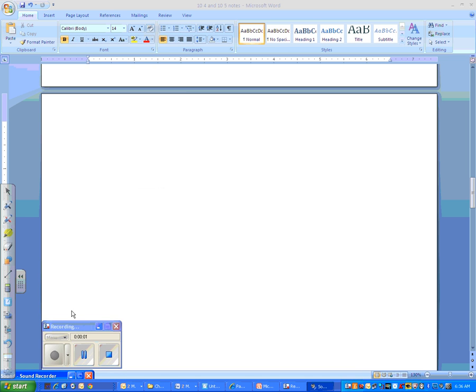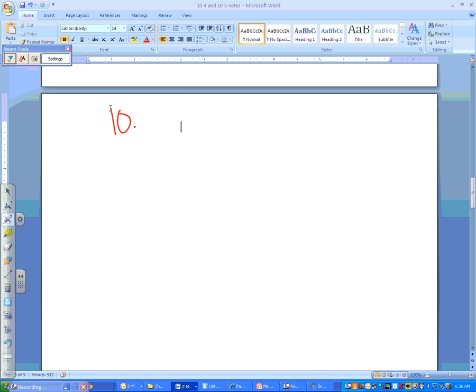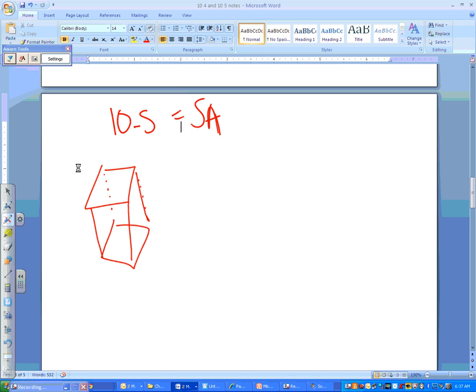All right, we are on 10-5, and 10-5 is all about surface area again. But this time, last time we were talking about prisms. Remember, prisms are three-dimensional figures that have two congruent parallel bases. So I know these don't look parallel or congruent, but if these are the bases, these would have to be congruent and parallel. So we talked about prisms, we talked about rectangular prisms, and we also talked about triangular prisms.